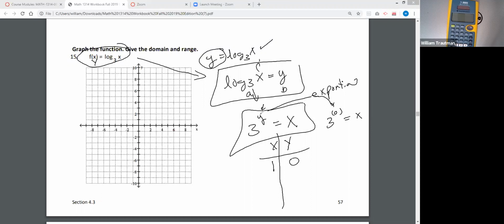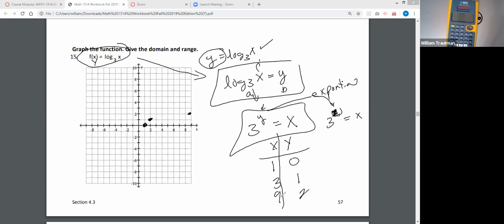Do you see? I'm just plugging numbers into y. So I'm going to plug 1 into y. It doesn't matter if you plug it into x or y. It's easier to plug it into y. 3 to the 1 power is then x equals 3. If I put a 2 in here, 3 to the second power, 3 times 3 is 9. So I have x value 1, y 0; x value 3, y 1; x value 9, y 2.